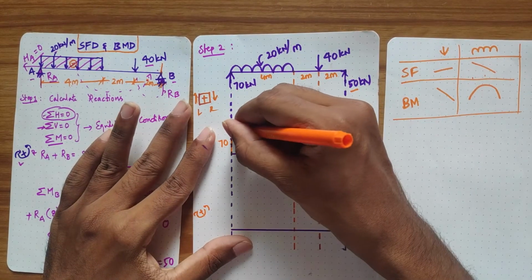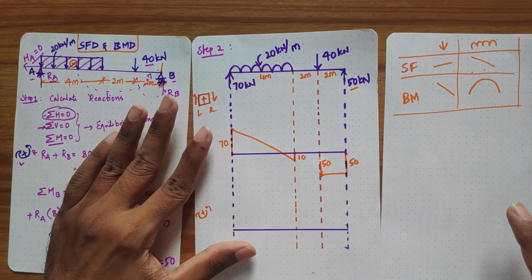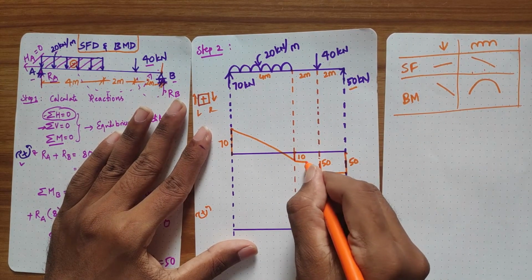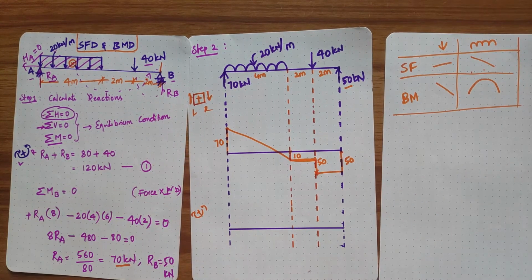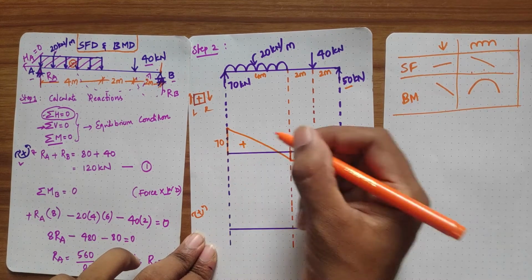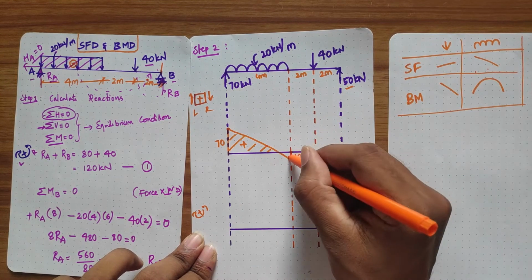So join it, inclined. Okay, so here there are no loads. If there are no loads, there will be no variation in shear force. Okay, this is the final shear force diagram of the given beam. So very simple.